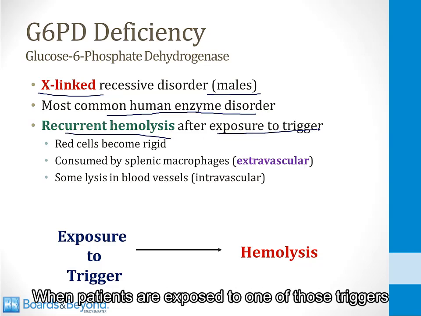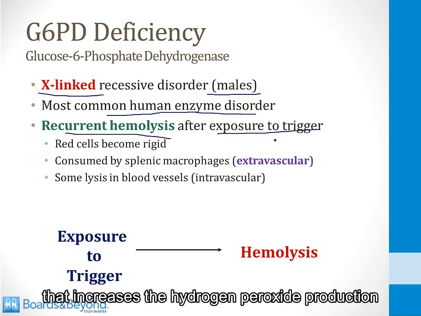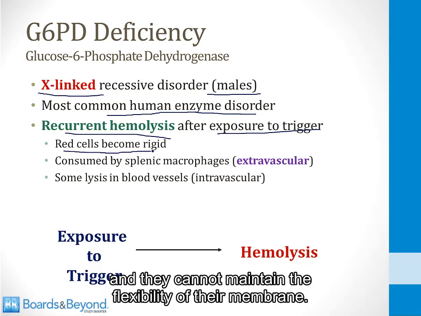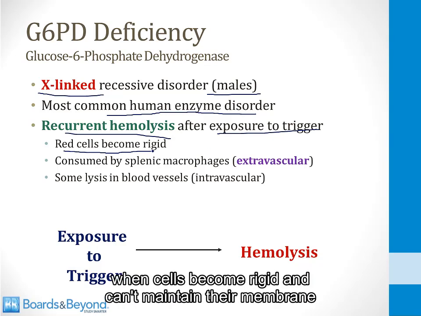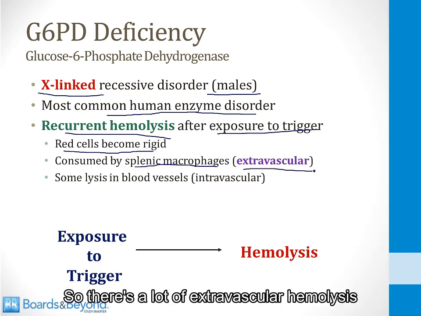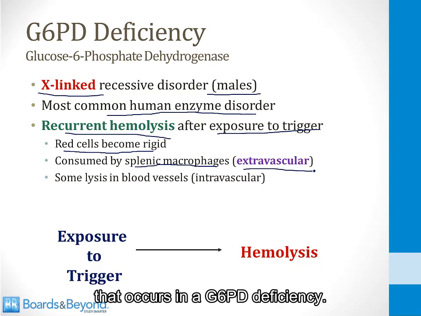When patients are exposed to one of those triggers that increases the hydrogen peroxide production inside of red cells, the red cells become rigid and they cannot maintain the flexibility of their membrane. And as I told you before, when cells become rigid and can't maintain their membrane, those red cells are consumed by splenic macrophages. So there is a lot of extravascular hemolysis that occurs in a G6PD deficiency.